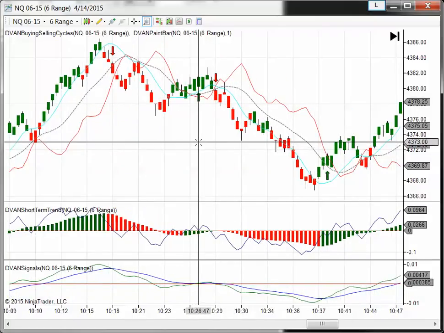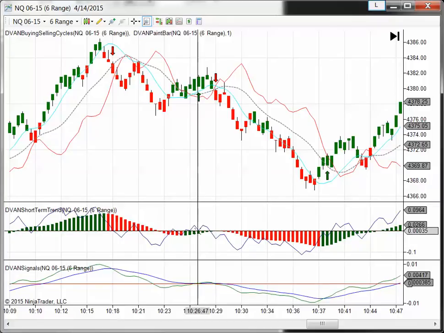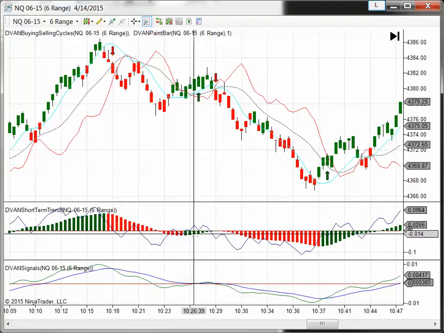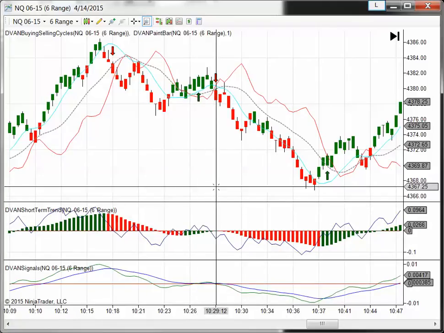The green arrow here indicates a potential long. Although the leading line is crossed up through zero in this case, the leading line is down, showing us that it's not in sync with the short-term trend, so we disregard this trade as well. The next trade that we do confirm here is the short.